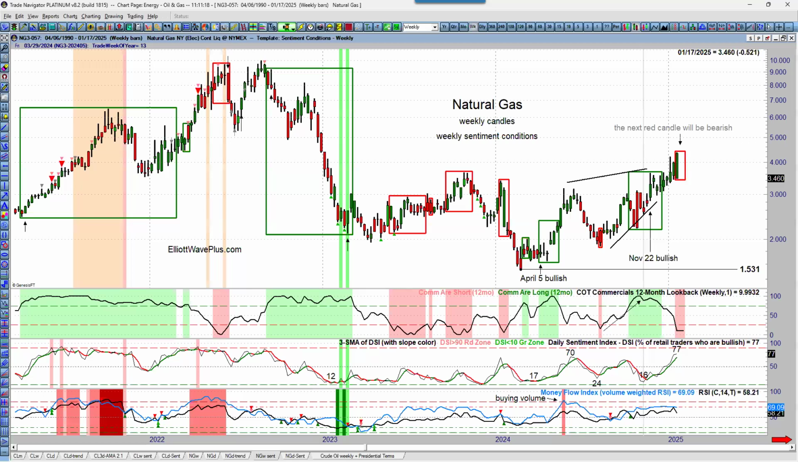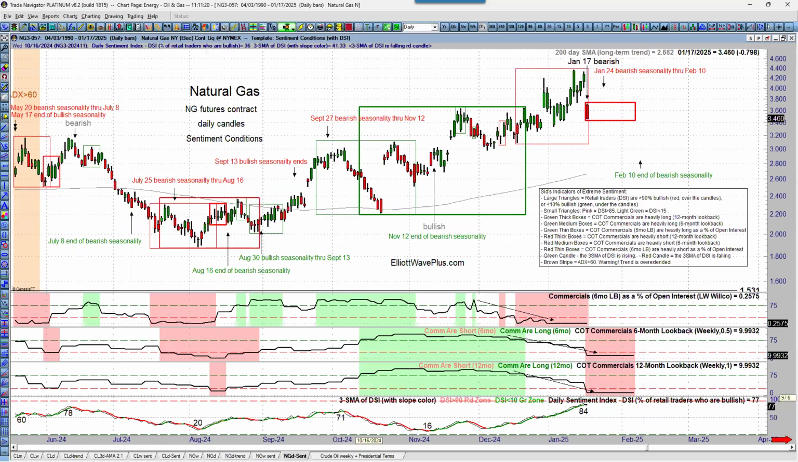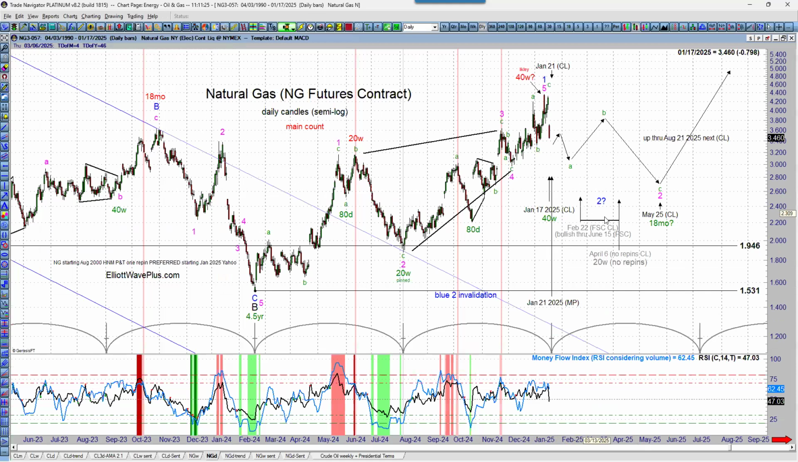So I would say expect a pullback. And in the best case scenario, we're looking at, I would say, a multi-week pullback here on natural gas. And I say that knowing full well that this item looks very strong from a fundamental standpoint. Okay, next item.